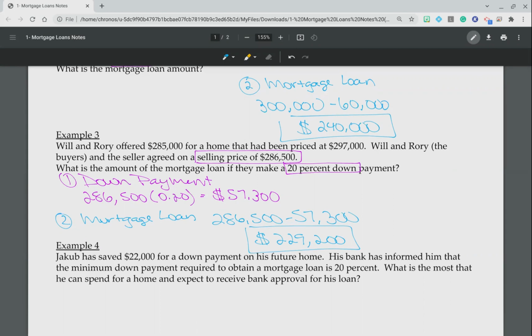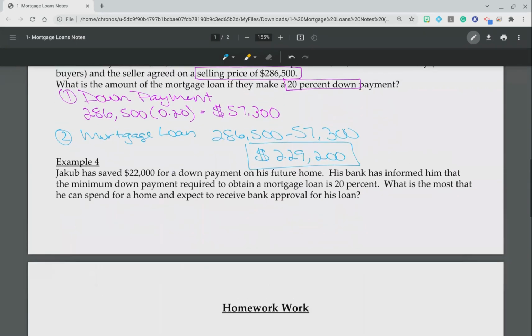The next one's interesting. It's a little bit different. It says, Jacob has saved $22,000 for a down payment on his future home. The bank informed him that the minimum down payment required to obtain a mortgage loan is 20%. What is the amount that he can spend for a home and expect to receive the bank's approval on his loan? This one's a little different because it tells us what the down payment is.